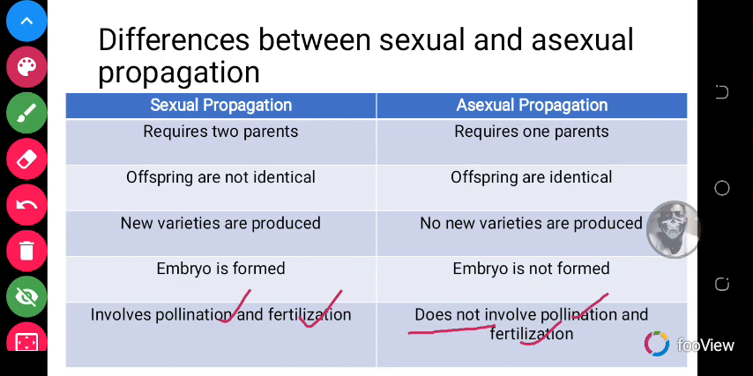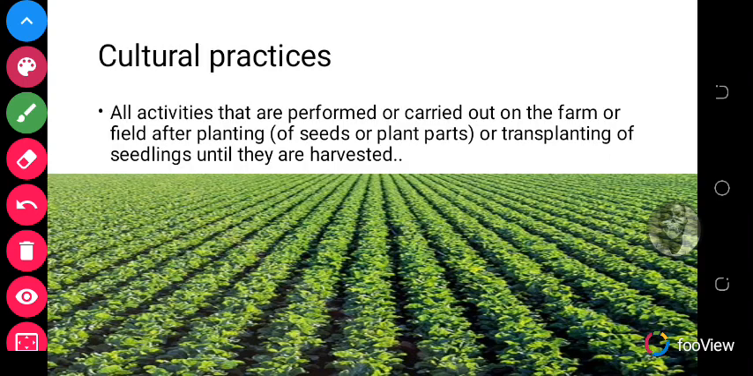Because usually you have to cut part of the plant to propagate it. Okay. Let's look at cultural practices.